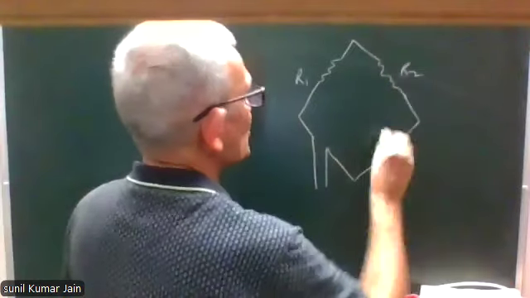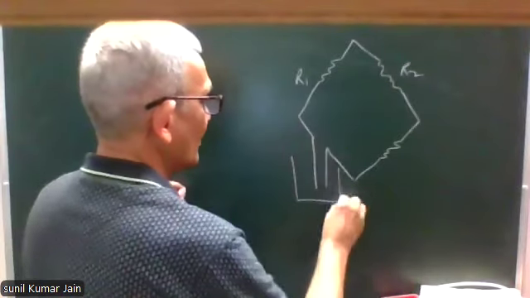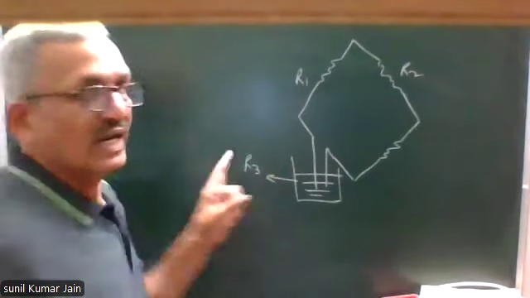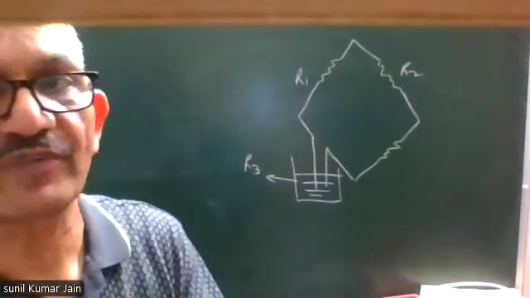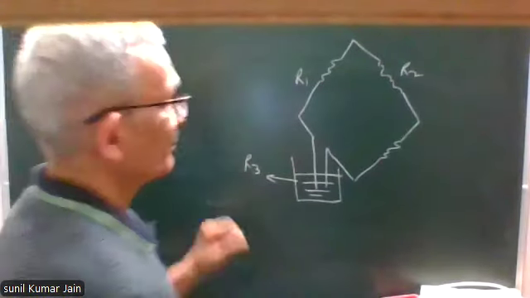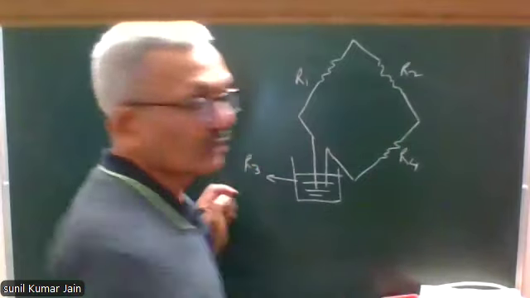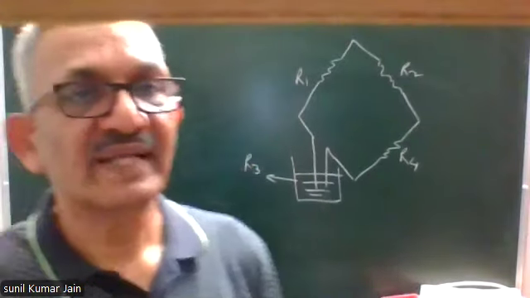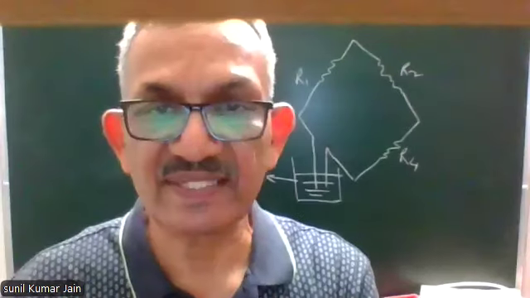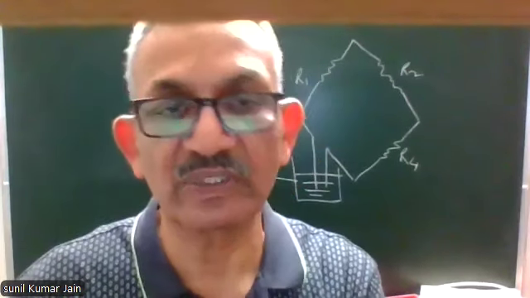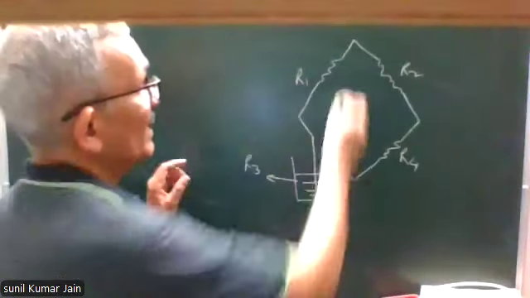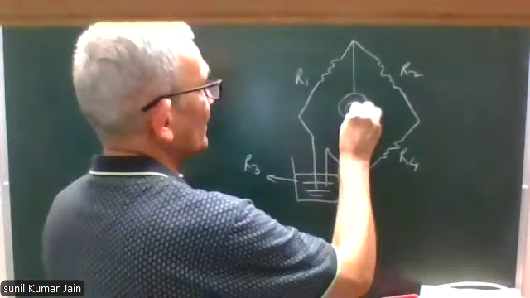R1, resistance 2. R3 is the resistance offered by the electrolytic solution, which we want to measure. This is R4. R1 and R2 are fixed resistances. R3 is the resistance which we want to determine. R4 is a variable resistance. And this is the galvanometer in between.